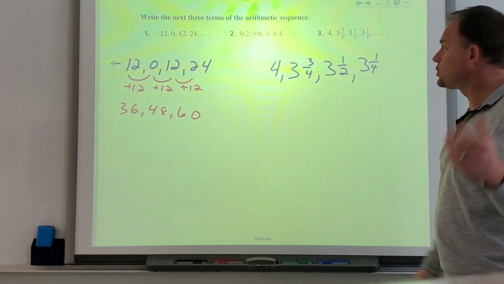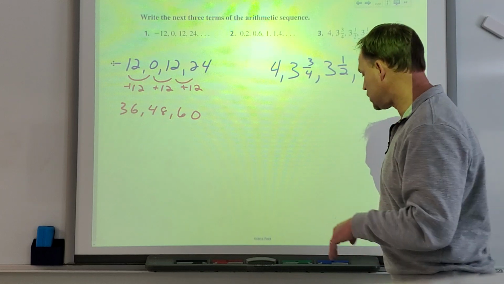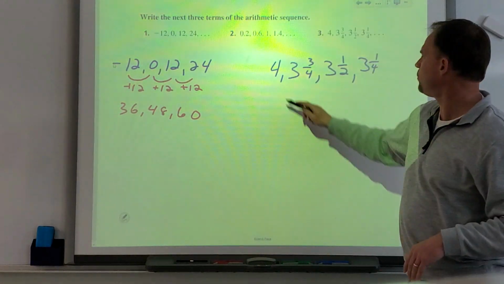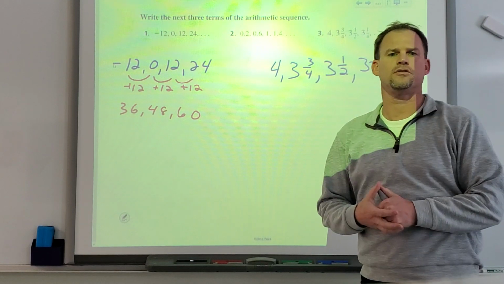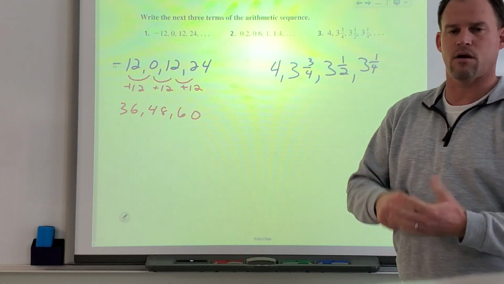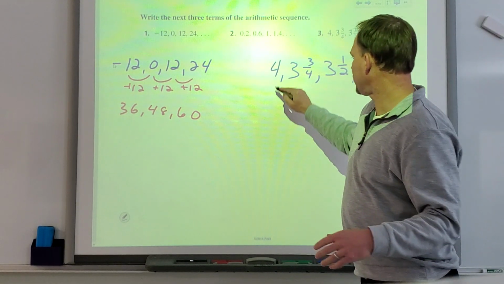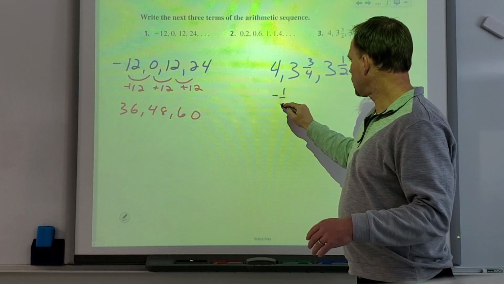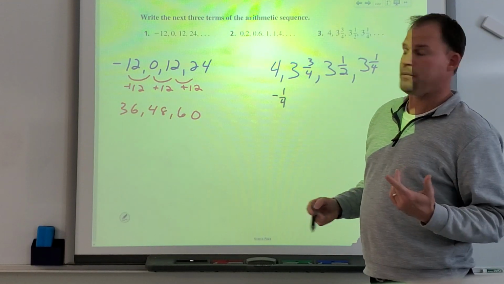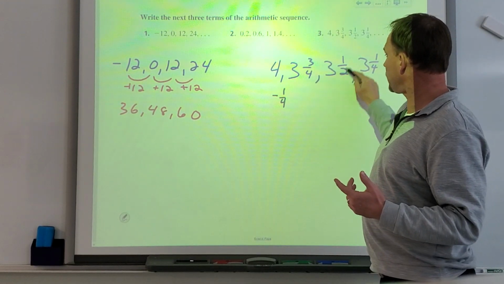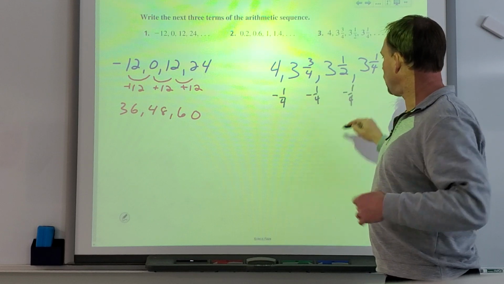You better be good with fractions, better be good with decimals. Find the common difference. How much is it changing every time? Well, 4 to 3 3/4. If you can't do fractions very well, get out a calculator. 4 minus 3 3/4 equals. Well, this is going down 1/4. Here to here. Is it the same? 3 3/4, 3 1/2, down 1/4, down 1/4.